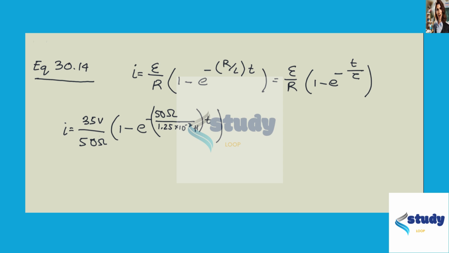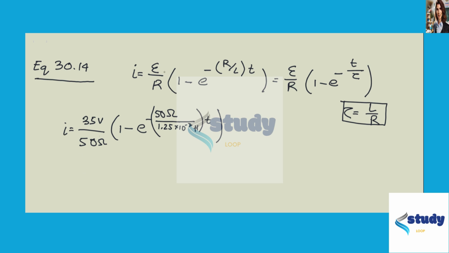Okay, so in this problem, we'll be using question 30.14, which gives us a relation for the LR circuit. So this is I, which is current, that is equal to epsilon, which is EMF, over the resistance R times 1 minus e to the power negative Rt over L, where big R is the resistance, L is the inductance, and t is the time. So we can write that in terms of tau as well, where tau is basically L over R.